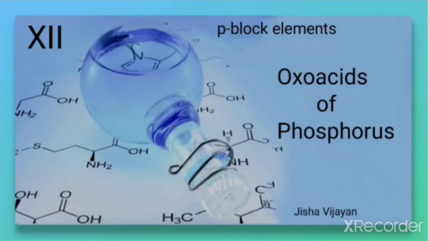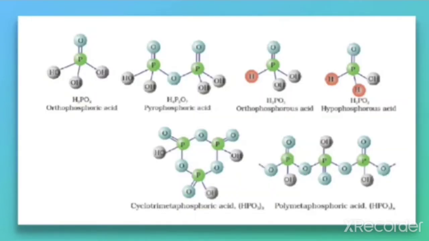Hello students, let us discuss oxoacids of phosphorus. Phosphorus forms a number of oxoacids. The important oxoacids are orthophosphoric acid, pyrophosphoric acid, orthophosphorus acid, hypophosphorus acid, cyclotrimetaphosphoric acid, polymetaphosphoric acid. The structures of these acids are given here.